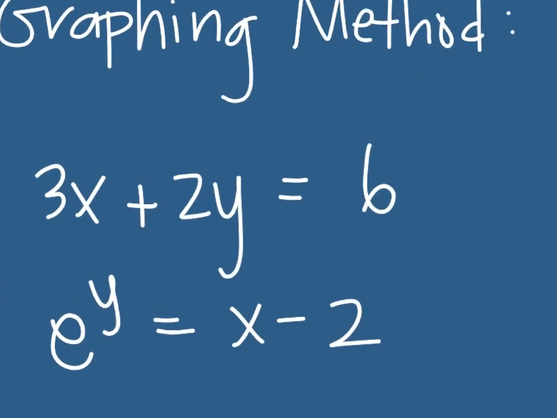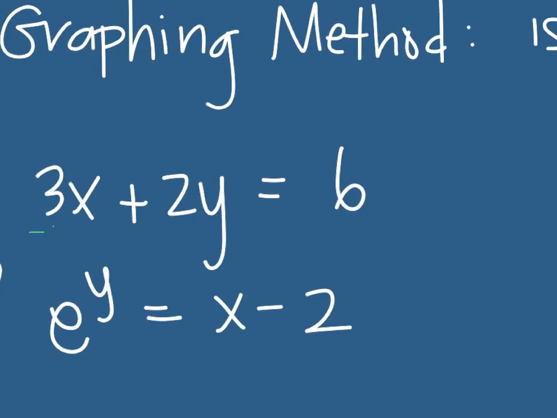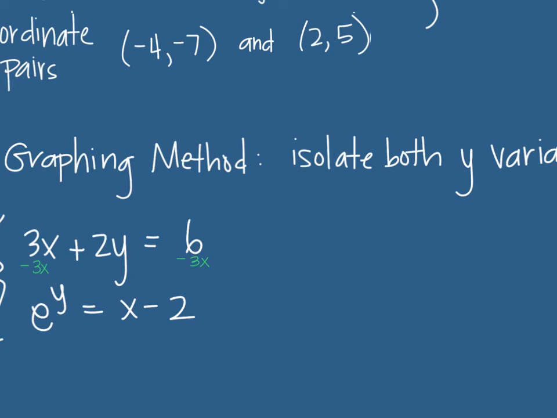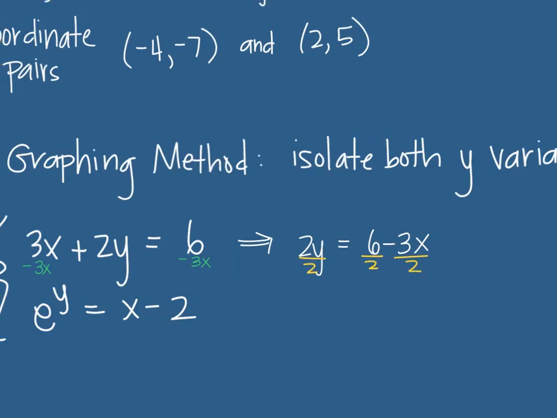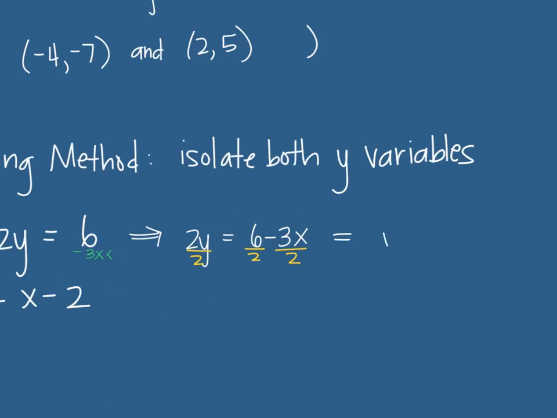Let's start with 3x plus 2y. What I'd want to do there is subtract 3x on both sides, and then ultimately divide by 2. So that will give me 2y equals 6 minus 3x. I want to divide all the parts of that by 2, so the 6 and the negative 3x. That will give me y equals 6 divided by 2 is 3, minus 3 halves x. And that is called my y1.